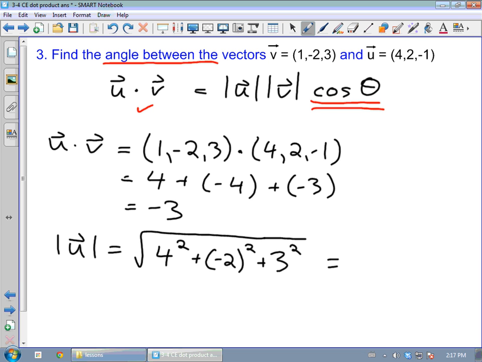So we do 4 squared, 16, plus 2 squared, 4, 20, plus 9 gives us 29. Okay? I sound skeptical because for some reason in my notes I wrote 21. Who knows?